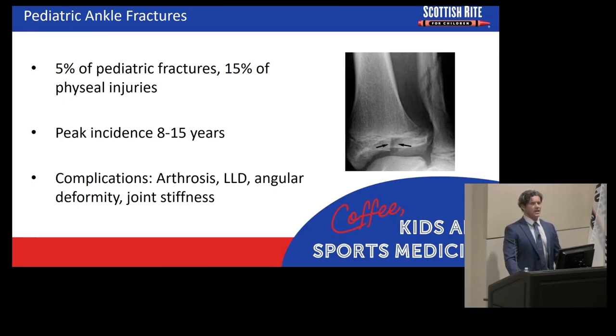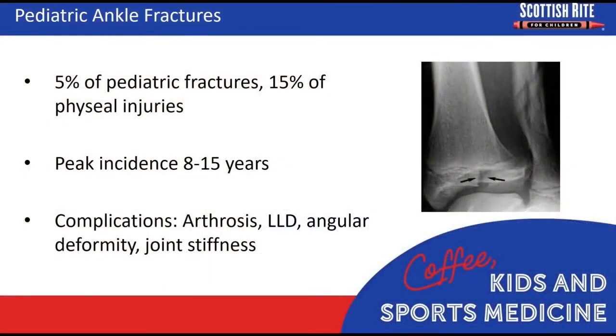So now we're going to jump to the higher end fractures. These are the patients who may show up to your clinic, to your office, to the athletic trainer with a gigantic swollen ankle that they can't walk on and may actually look deformed. 5% of pediatric fractures, 15% of all physeal injuries occur around the ankle. Peak incidence is around 8 to 15 years of age. Complications from bad ankle injuries untreated are arthrosis, possible leg length discrepancy from a growth plate injury, angular deformities, or joint stiffness. So we take all of these seriously.